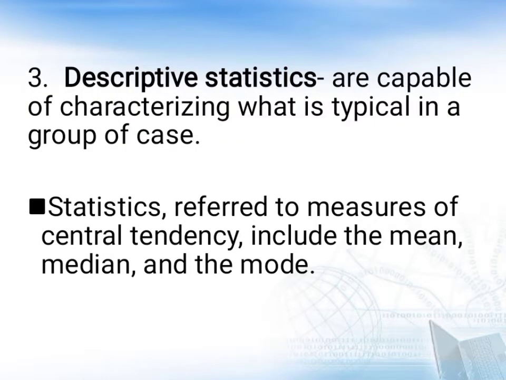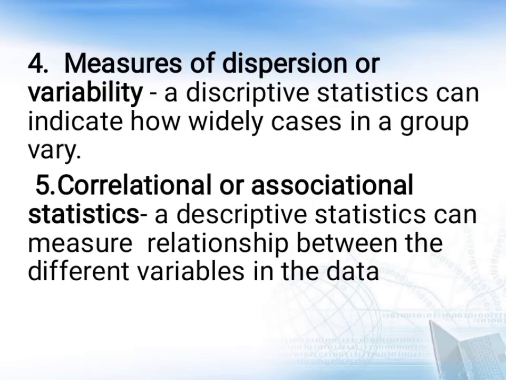3. Descriptive statistics are capable of characterizing what is typical in a group of cases. Statistics referred to as measures of central tendency include the mean, median, and the mode. 4. Measures of dispersion or variability. Descriptive statistics can indicate how widely cases in a group vary. 5. Correlational or associational statistics. Descriptive statistics can measure relationships between the different variables in the data.